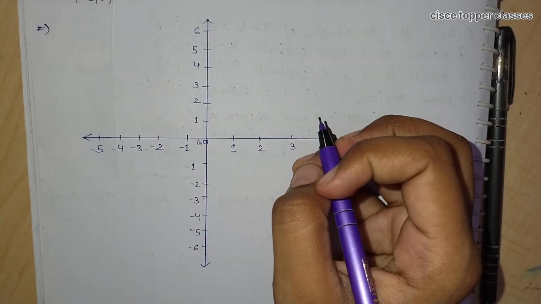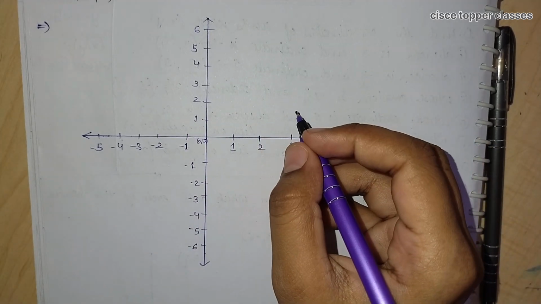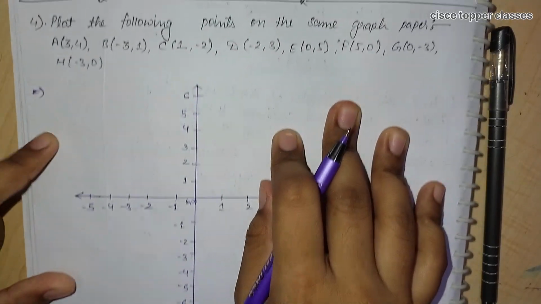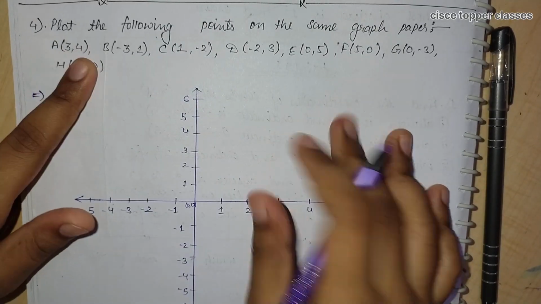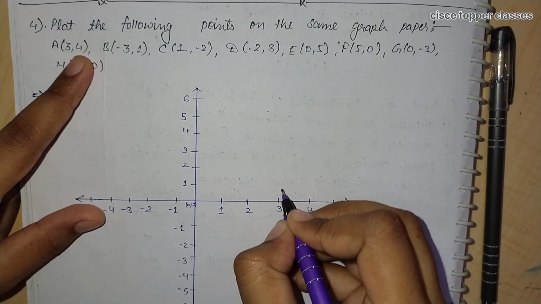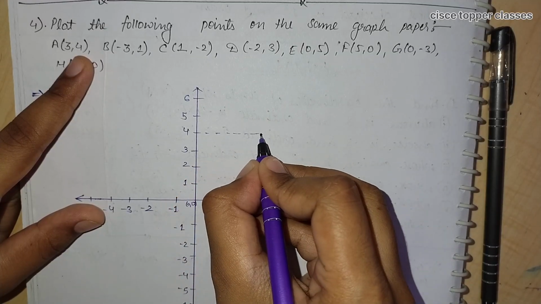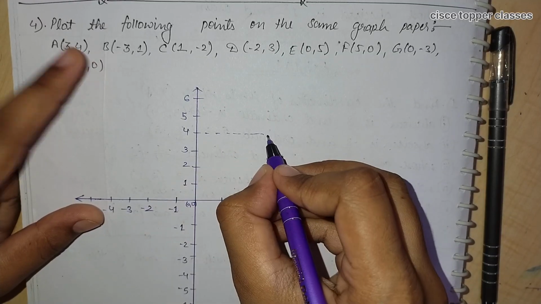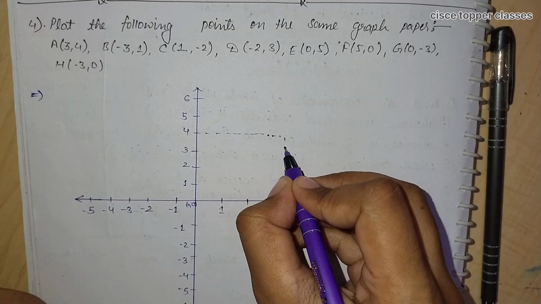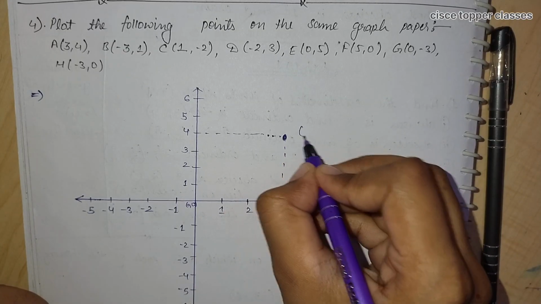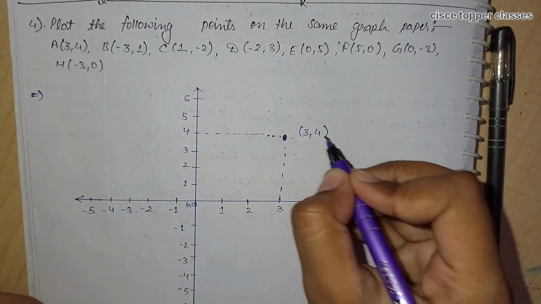So we can plot on the graph A, which is 3 comma 4. So these are the positive points, because 3 is positive, 4 is also positive. So 3 on x-axis means somewhere here, and 4 on y-axis. So this will be 4 on y-axis and 3 on x-axis. So this is the point in which the coordinate is 3 comma 4.